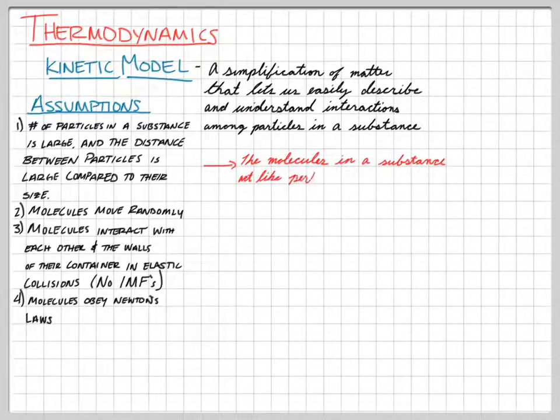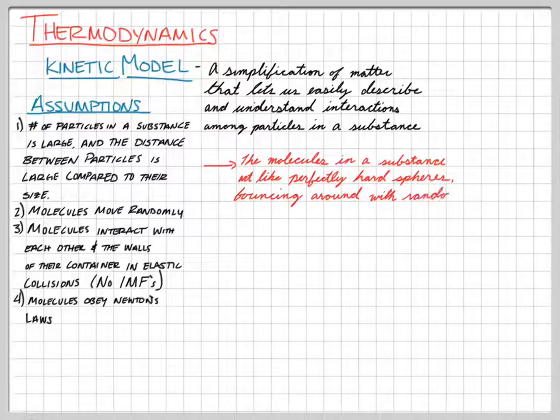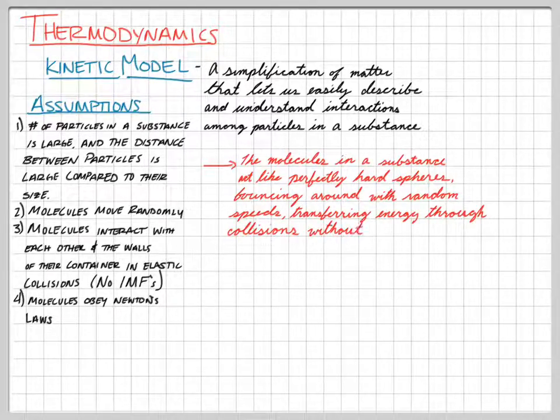So here's how I would talk about this. The molecules in a substance act like perfectly hard spheres, bouncing around with random speeds and transferring energy through collisions without losing any energy. That's what's going on. So if we are going to look at a substance and assume the kinetic model, it's a bunch of little spheres bouncing around a lot, passing energy from one to the other. And they're not going to lose any energy, they're just going to pass it around the room.